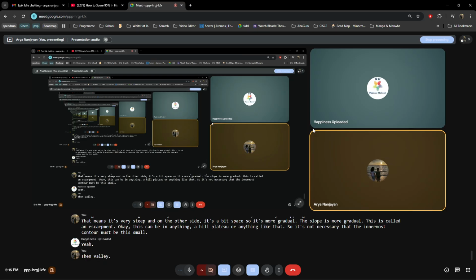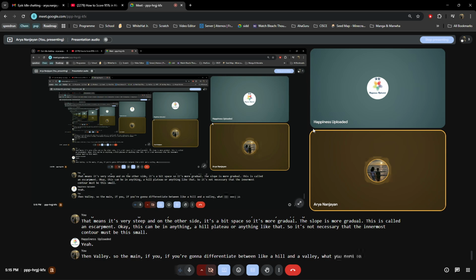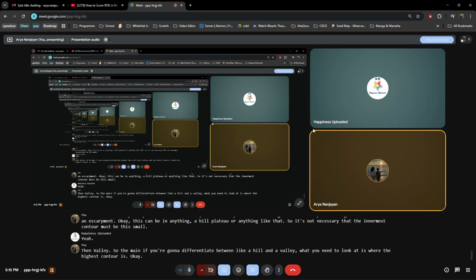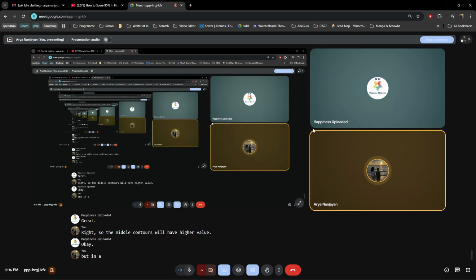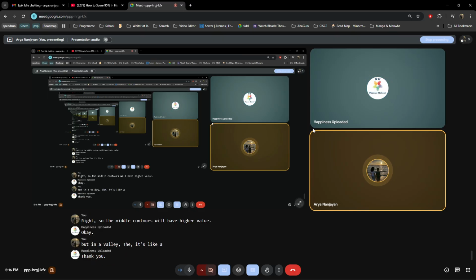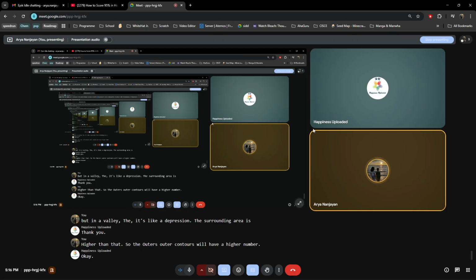Then valley. If you're going to differentiate between a hill and a valley, what you need to look at is where the highest contour is. In a hill, what's the highest point? It's at the center, right? So the middle contours will have a higher value. But a valley is like a depression. The surrounding area is higher than that, so the outer contours will have a higher number. So that is a valley.